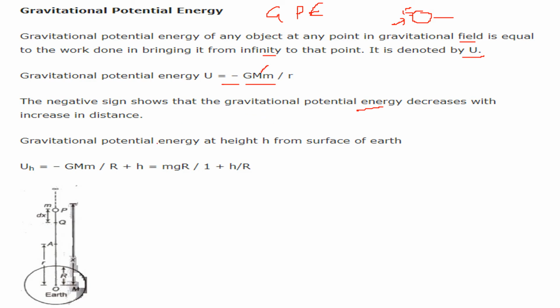The gravitational potential energy at, say, certain height h from the surface of the Earth is given by minus G into capital M small m by R plus h, which is mg capital R by 1 plus h by R. We just have divided them or rearranged them.